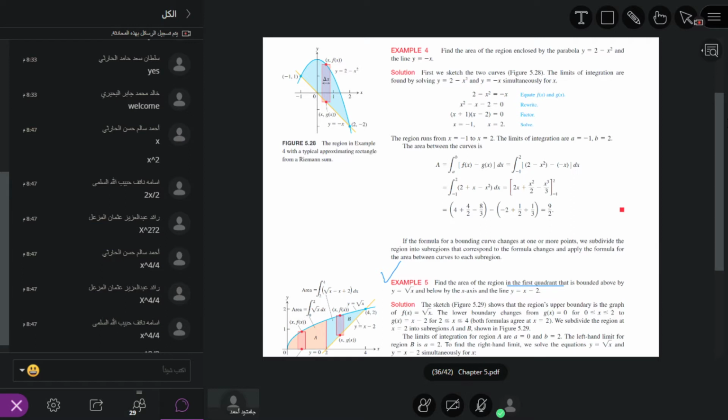So find the area of the region in the first quadrant that is bounded above by the function y is equal to square root of x.